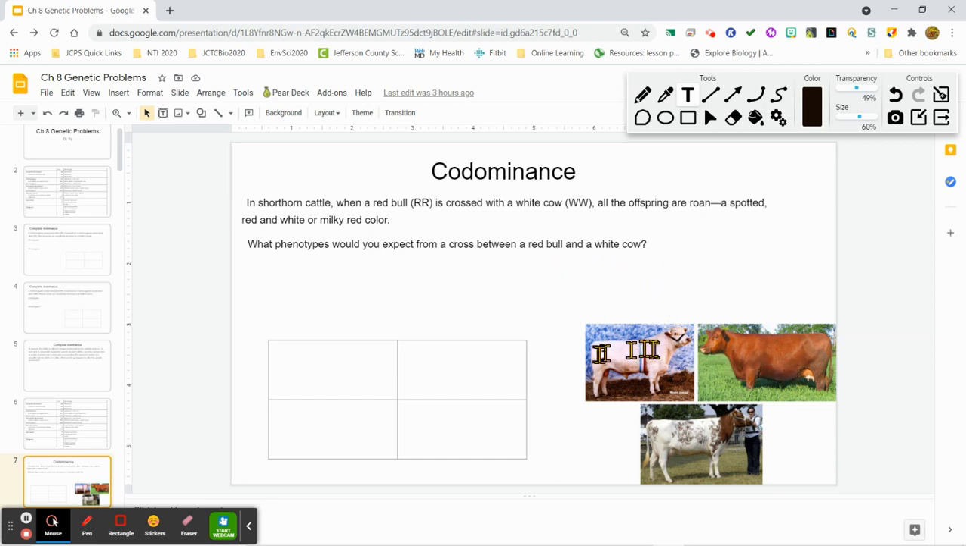So here's the red bull. This is actually a red bull too. And then this is a roan cow, right? So this is patchy. But they gave you the genotypes. So he can only give a big R, and this is going to be W. And then you'll do that cross. So this will be RW, RW, RW. And so the phenotype here is going to be all roan cows, right? And roan cows are this right here. Okay, so that's that one.